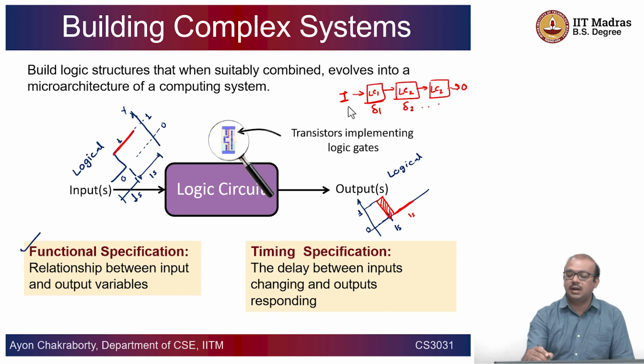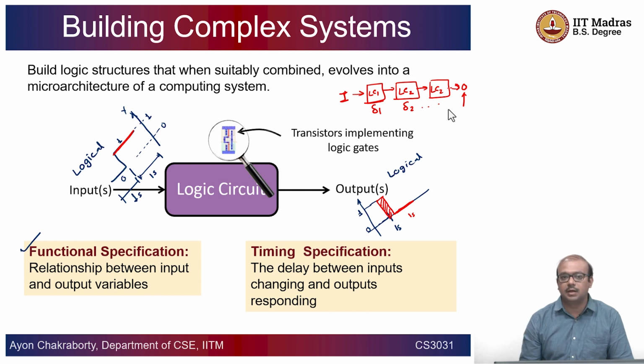If you give an input and read the output instantaneously, you might be reading a wrong output. It could be something that has been written by the circuit in the logical output previously. Okay, so this is very important to know when to read the output. Okay, so these are the two things that you should remember about any logical circuit: functional specification and timing specification.